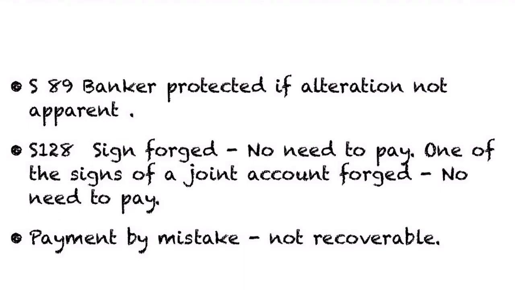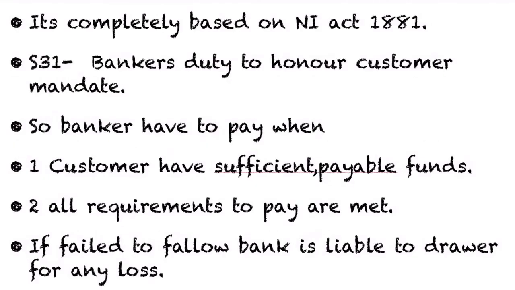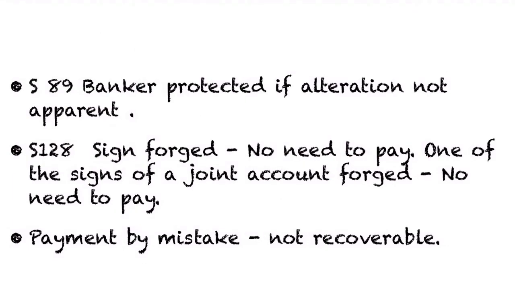Then Section 128 gives protection from Section 31. If the signature is forged, we don't need to pay. Then Section 31 won't apply. Don't worry. If one of the signatures is forged, then also we don't need to pay. Generally it happens in joint accounts. The husband signs first, then if the wife is not available, he forges the wife's signature also. So one signature is forged, you don't need to pay. In such a case, if any liability arises, we are not liable. Section 31 won't apply here.